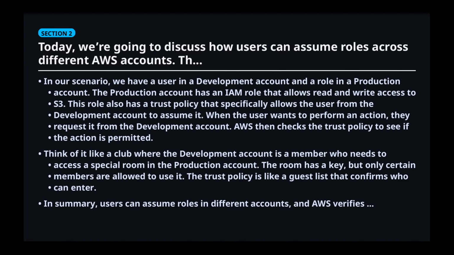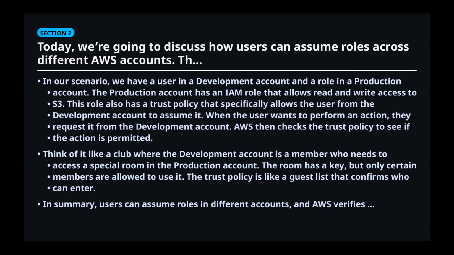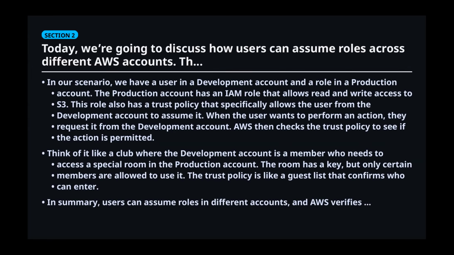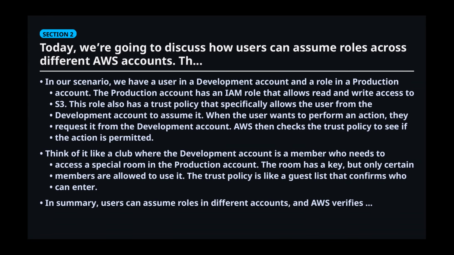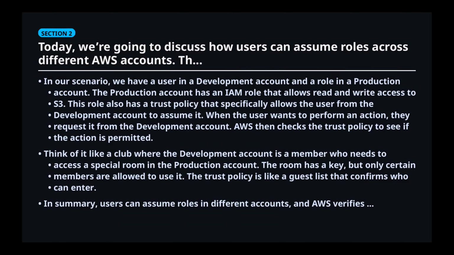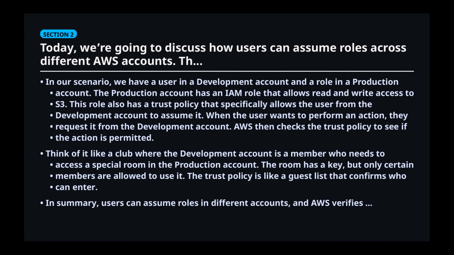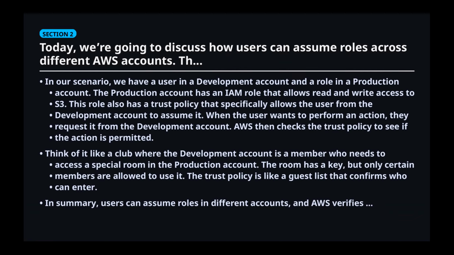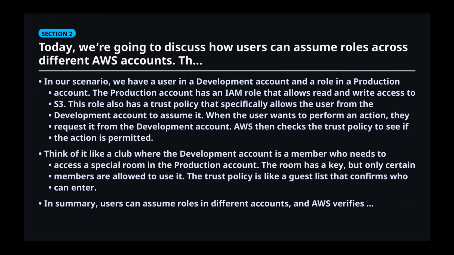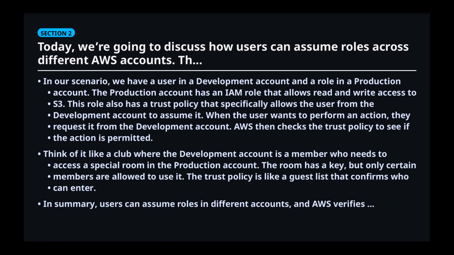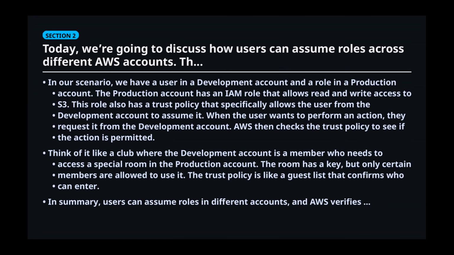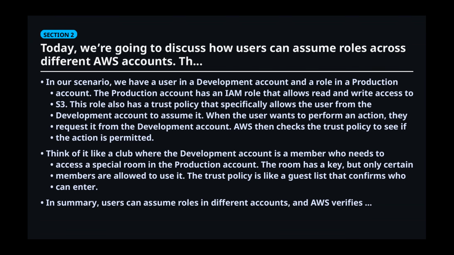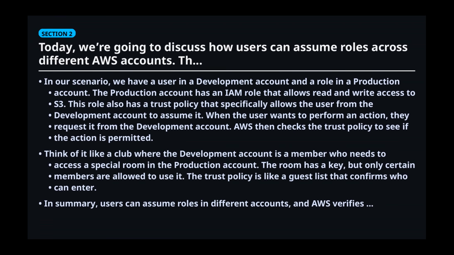Think of it like a club where the development account is a member who needs to access a special room in the production account. The room has a key, but only certain members are allowed to use it. The trust policy is like a guest list that confirms who can enter. In summary, users can assume roles in different accounts, and AWS verifies permissions through trust policies to ensure security.